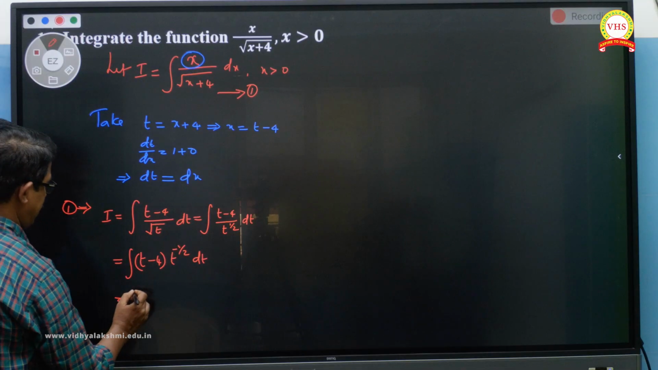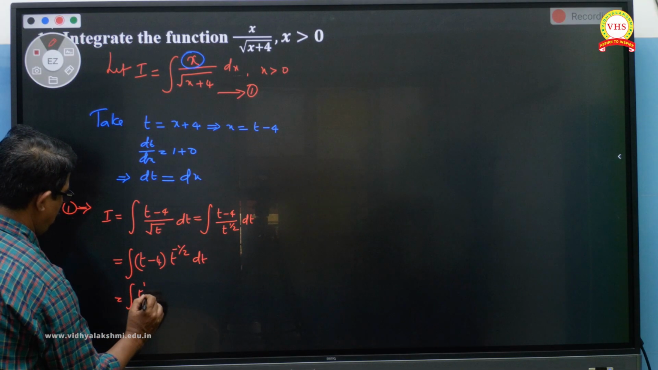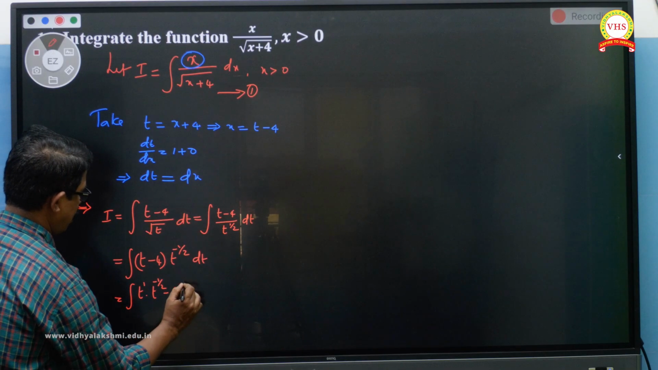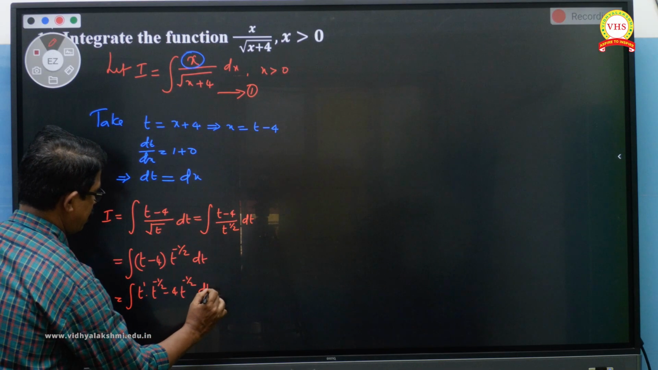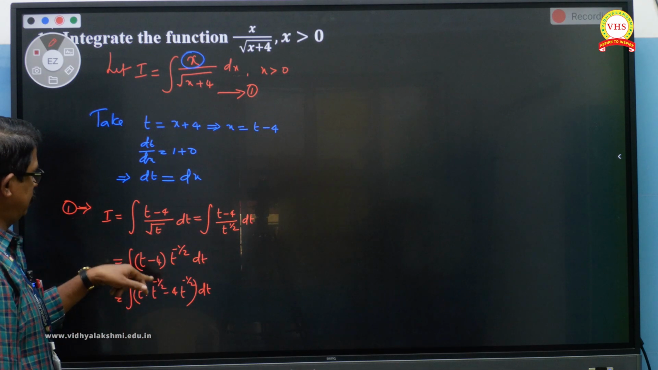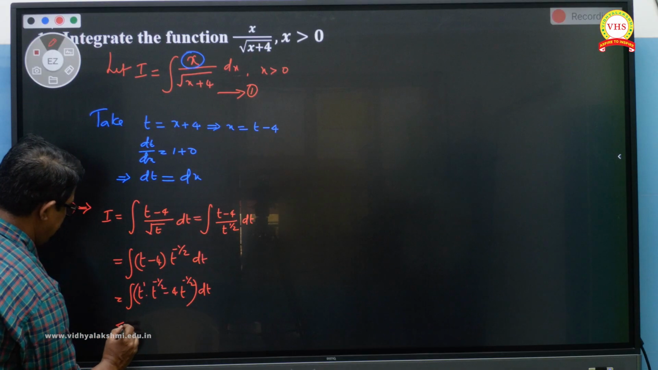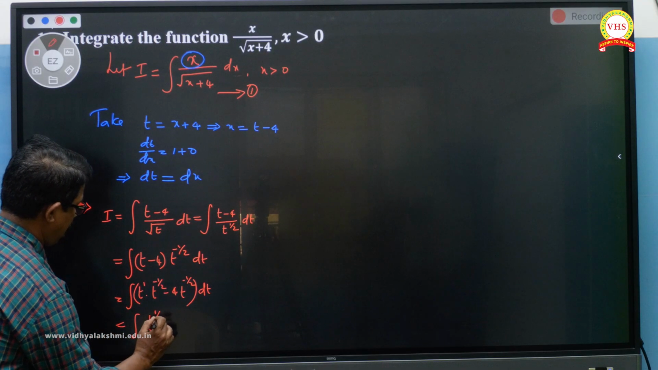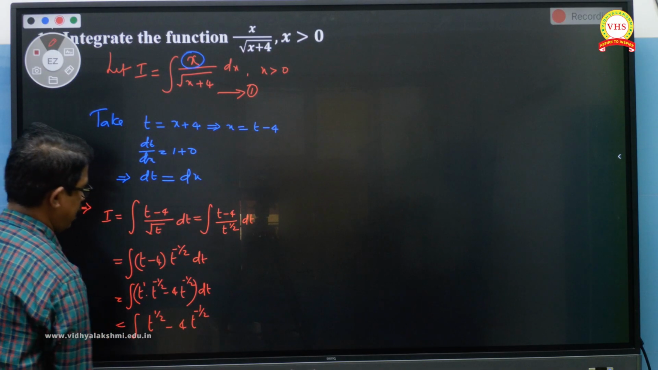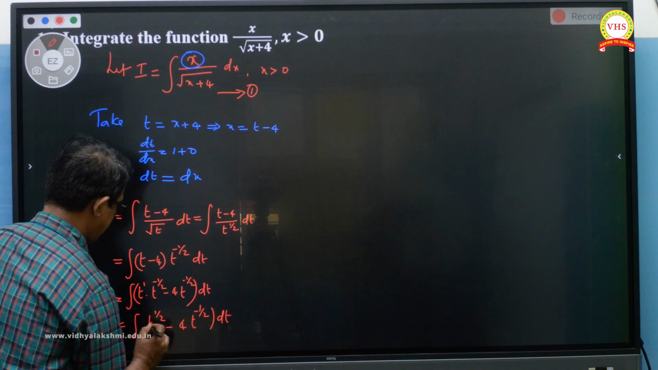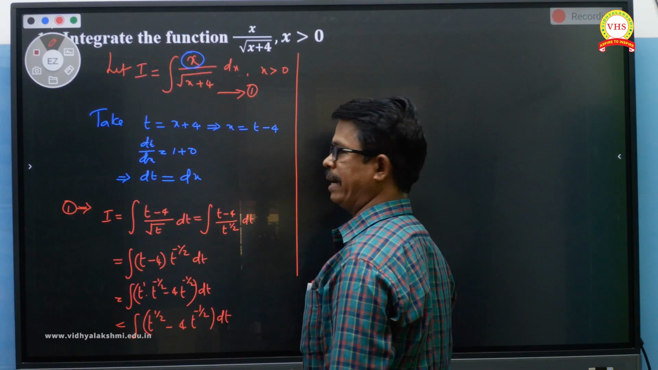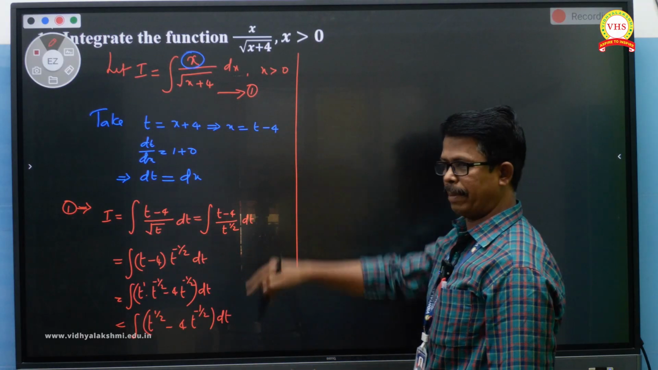What are we going to do here? Distributing inside the integral: t power 1 into t power minus 1 by 2, minus 4 into t to the power of minus 1 by 2, into dt. Students, any doubt? Yes. Now 1 minus half becomes half, so the integral of t to the power of half minus 4 into t to the power of minus half into dt. Now the integral formula: the integral of x to the power of n is x to the power of n plus 1 by n plus 1.